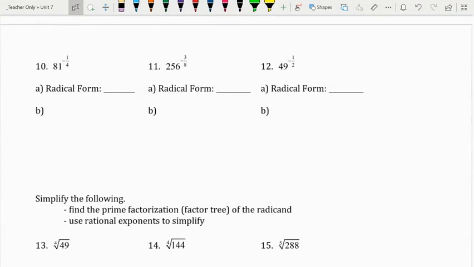All right, so go ahead and try these 3 on your own. It is a little different, so you might want to watch 1 before you try it. The only thing that's really different is the negative out in front. So we're still going to do the fourth root of 81, and then we're going to raise it to the negative 1 power.